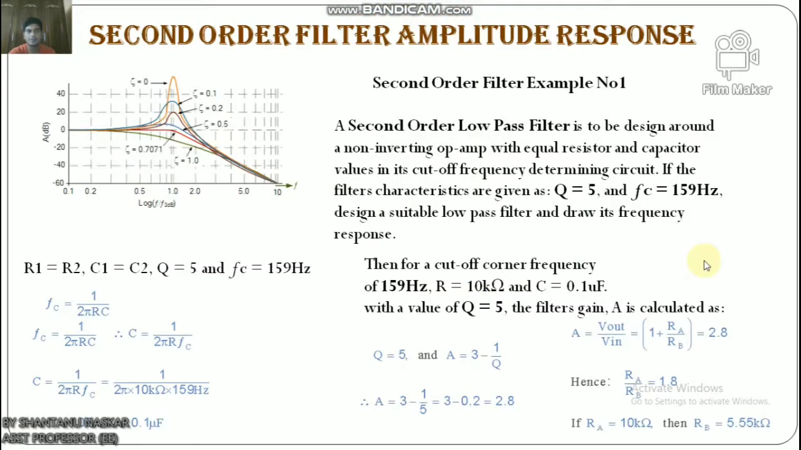So now I will discuss second order filter amplitude response. The amplitude response of the second order low pass filters varies for different values of damping factor. Look at this picture. The x-axis is frequency and the y-axis is gain.